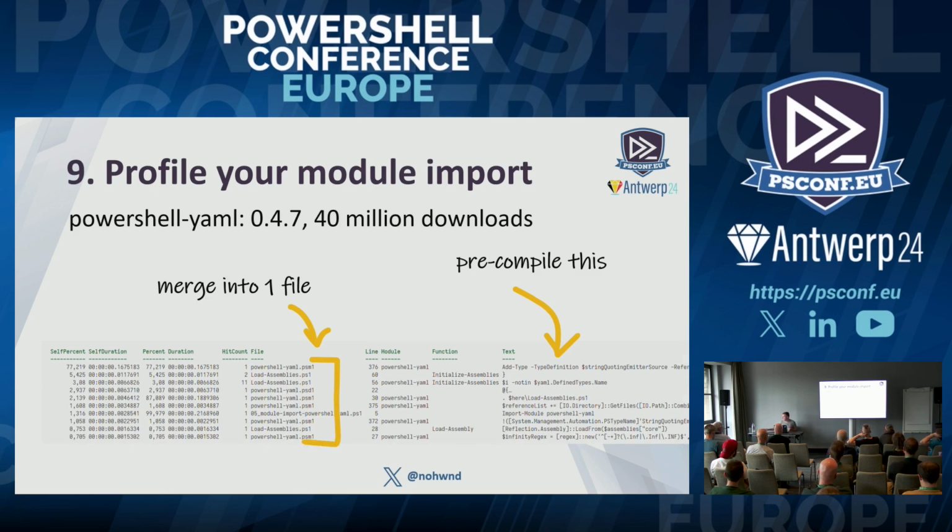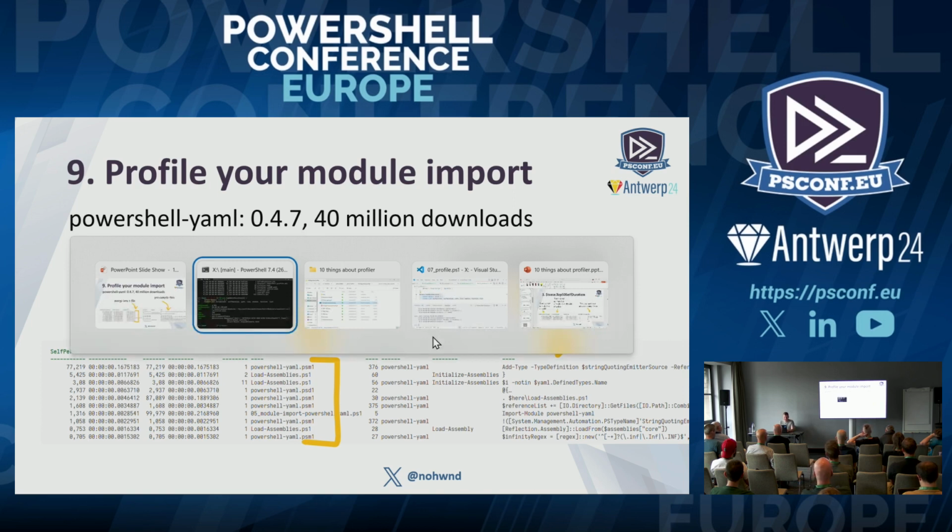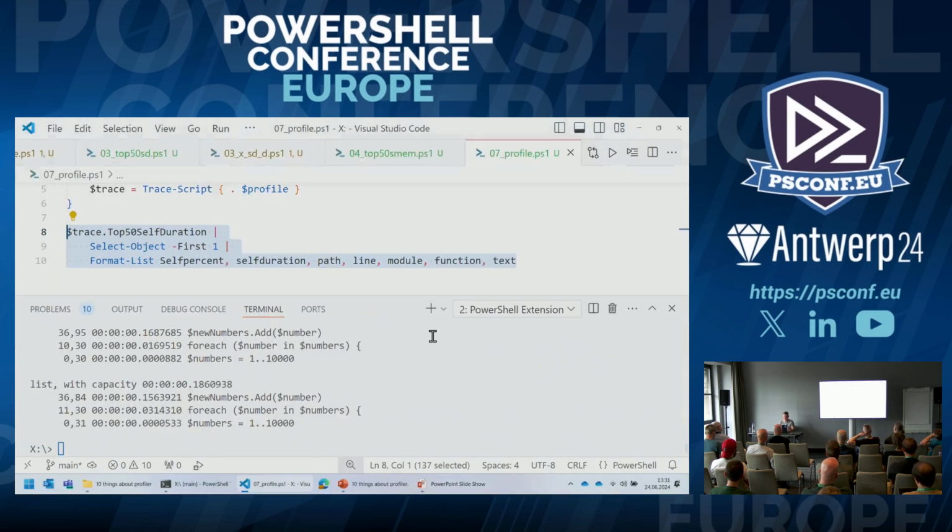Another thing to profile is your module import. In this case, this is not my module, PowerShell YAML, but I went through the list of the most used modules on PS Gallery. Thanks for the suggestion, Robert. And I tried to import them and see what's going on. PowerShell YAML has like 40 million downloads. I think it's important to optimize your module load because it gives a better experience to the users. It multiplies by the number of users and by the number of usages. And usually the optimizations are quite easy and quite the same.